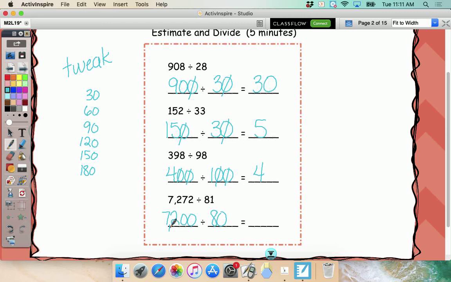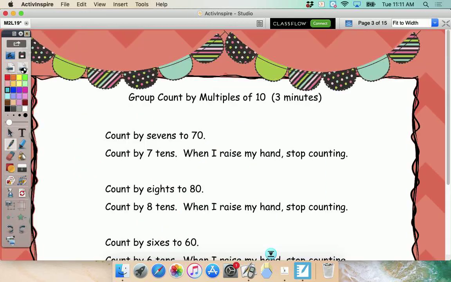8 goes into 72 how many times? 9. Do I need to add a 0 to my answer? Yes. Okay? So those are the 3 lessons you missed. We're going to keep practicing those. Let's go to the application problem now.